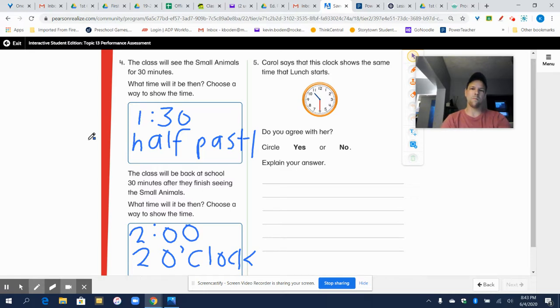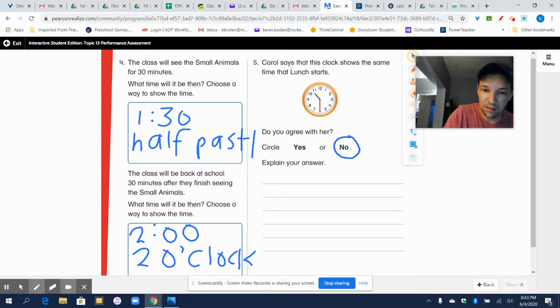Yes or no? Oh, I heard some yeses, I heard some nos. Well, let's think about it. Lunch starts at 11:30. Is the hour hand 11:30? No, look at it closely. It is 10:30. So no way. No way, Jose, it is not correct. It needs to be 11:30 and it is only 10:30. So we have to explain that. So it is not 11:30 because it says 10:30 on this clock.